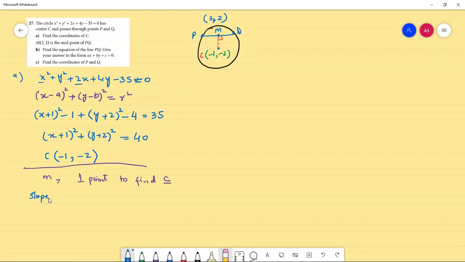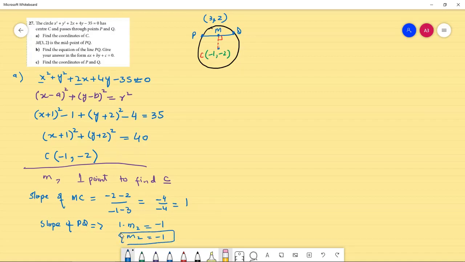Slope of MC, that would be y2 minus y1, -2 minus 2 is -4, divided by x2 minus x1, -1 minus 3 is -4, so this is equal to 1. So slope of PQ, that is 1 into m2 is equal to -1, so m2 would be -1.